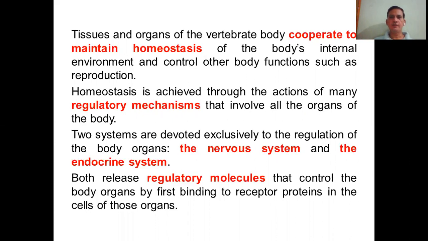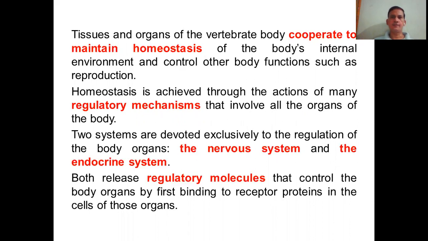There are two systems which are exclusively devoted to the regulation of the body organs. The first one is the nervous system, and the second one is the endocrine system. Both the nervous system and the endocrine system control the function of the body organs via release of regulatory molecules. These regulatory molecules bind to specific proteins present on the specific target cells that compose the different kinds of organs.